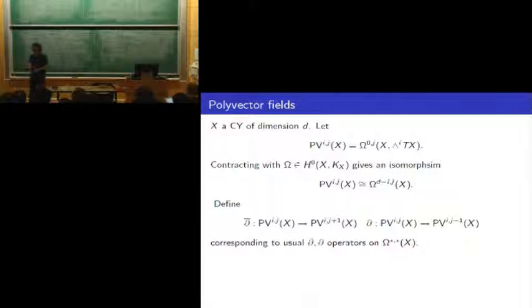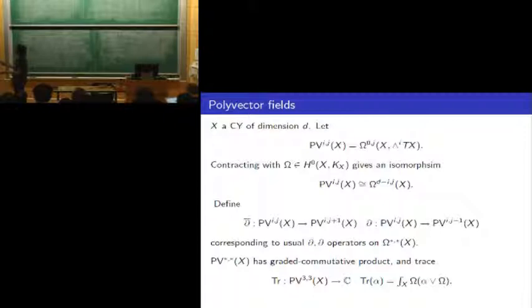Now, you might say, well, why don't we use forms? Well, the reason is polyvector fields have a natural commutative product just given by wedging them, and that differs from the one on forms. So this is the natural thing to do in the B model. And there's a trace where we just take our polyvector field, contract it with the volume form, and then integrate it. This makes these polyvector fields into some kind of Frobenius algebra with these two operators, d and d bar.